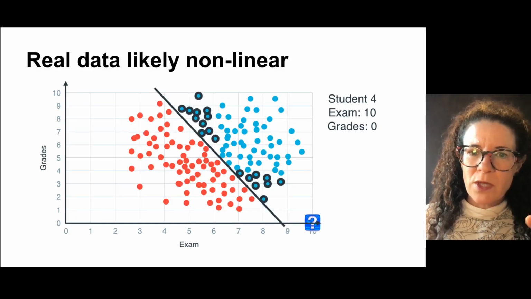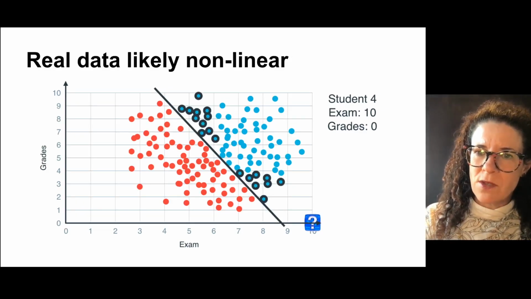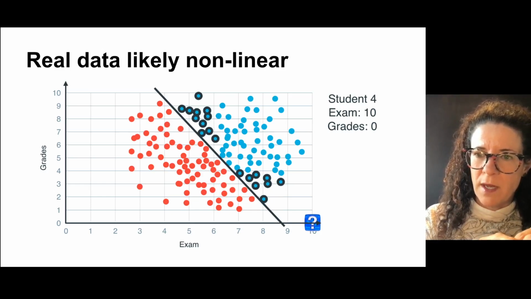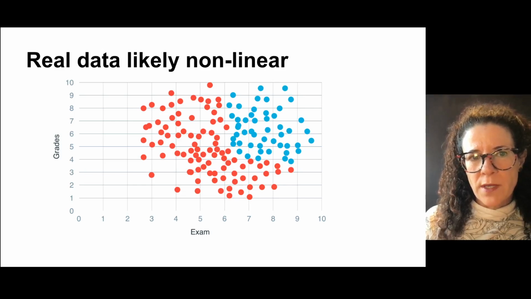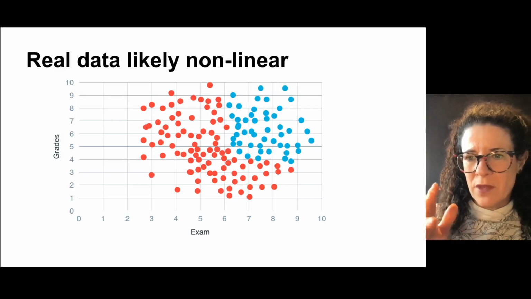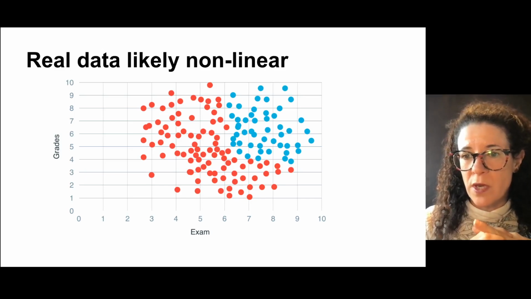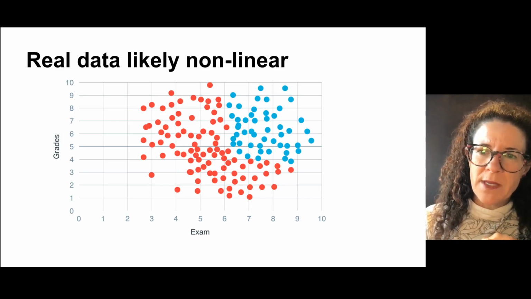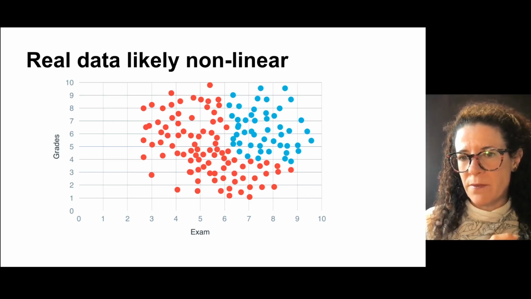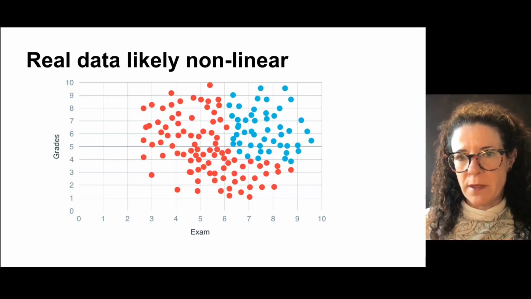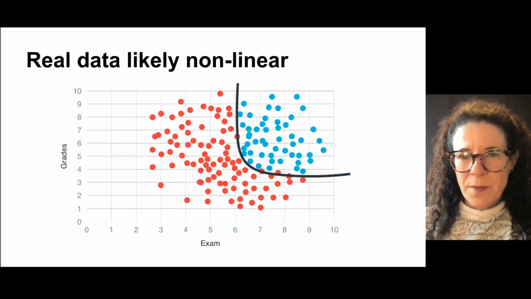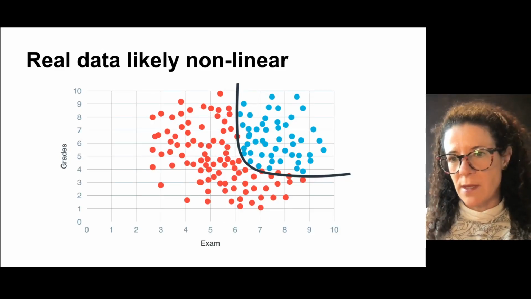So maybe we don't want to admit some of these points, the ones I am circling in black. Maybe we want to get those points out. So maybe what we want is a non-linear boundary. Logistic regression is always going to give us a linear boundary. So these blue points here are going to be admitted and the red points are not going to be admitted. So maybe we want something like this. Okay, so how can we get this type of boundary? That's the question.